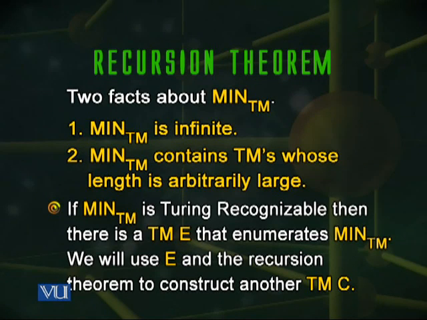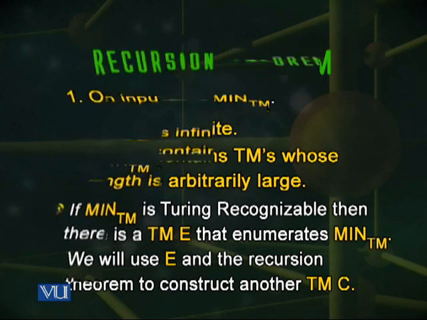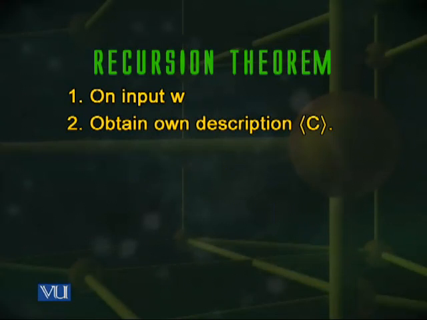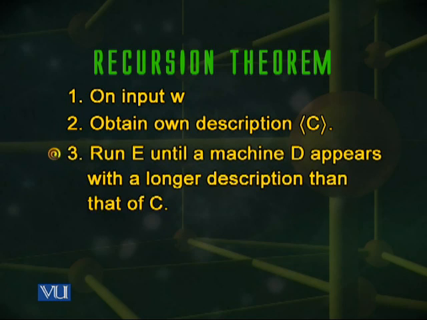We will use E and the recursion theorem to construct another Turing machine which we will call C. Let's look at the description of this Turing machine C. On input W, this Turing machine obtains its own description. This is where we are applying the recursion theorem. A Turing machine is allowed to obtain its own description because of the recursion theorem. Now what this Turing machine does is it runs the enumerator E, which starts enumerating machines which belong to min-TM.